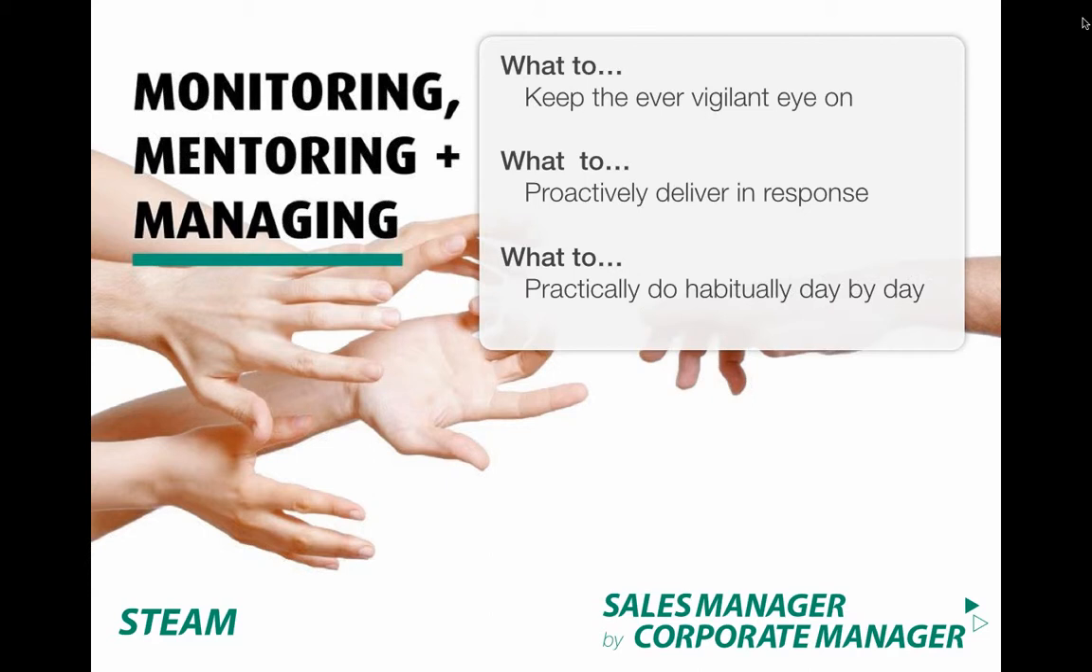In any adverse situation, what to proactively deliver in response to something that might be going a little bit off kilter, how to bring it back into line rapidly. And I'm not talking a response time of days, I'm talking a response time in many cases of less than an hour. You take those certain measures, put them into place, knowing what to look for, how you can turn things around almost overnight. And then practically what to do habitually day by day.